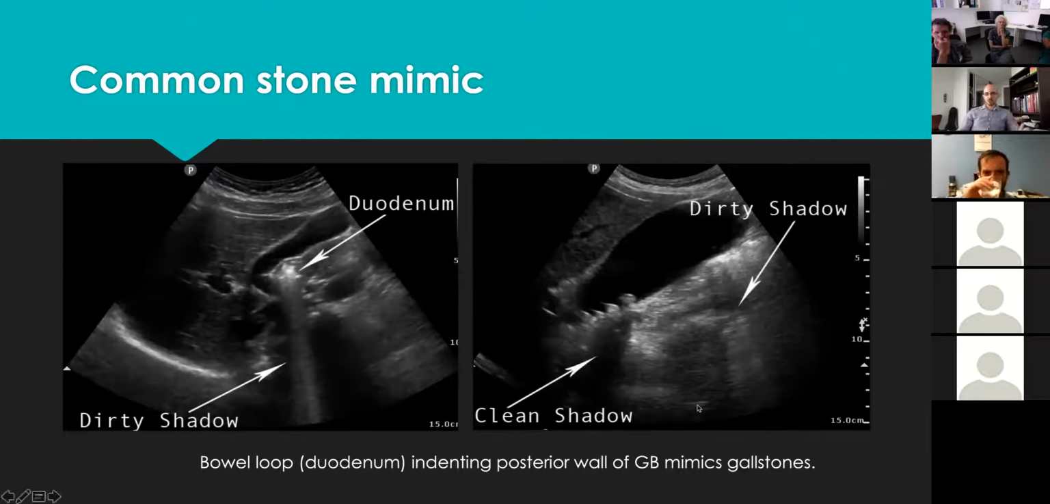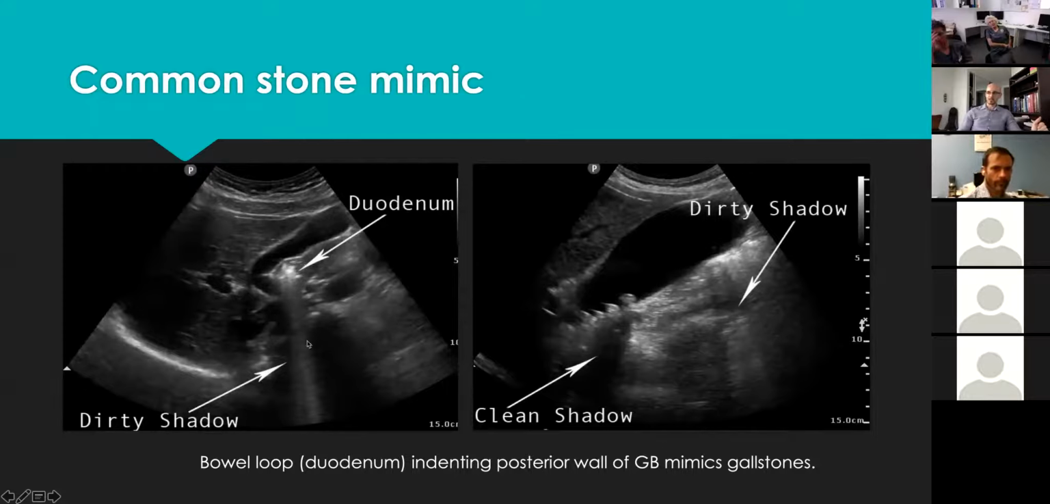There are some mimics to the stone, the most common of which is the bowel gas. This one is a bit more obvious, but I can find images that a lot of people would say it's a stone, but it's actually not. When the echogenic area is too close to the wall, which actually fuses with the echogenicity of the wall, it really looks like a stone in the gallbladder.